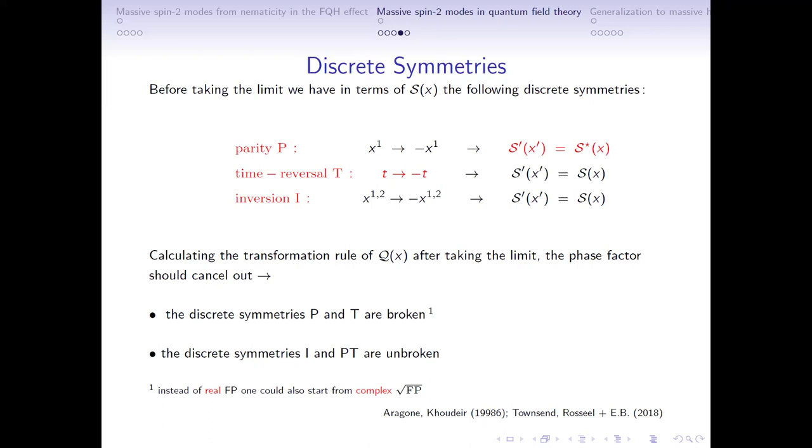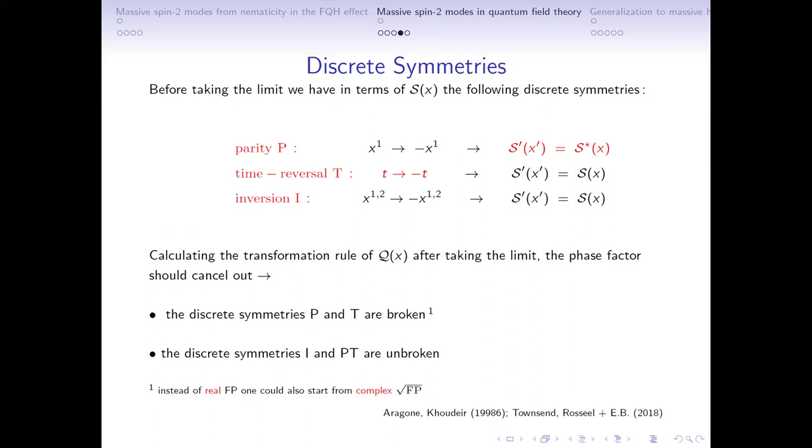So before you take the limit, you have a parity symmetry, x1 goes to minus x1, time reversal, t goes to minus t, and an inversion. And if you calculate now using these things, how that is for the S field. And if you calculate now how the new field Q transforms in this limit, then you'll see that P is broken, because then S goes to S star. And if you calculate then, you'll see that the phase factor does drop out. And then the c squared blows up, it's not defined. So that's broken.